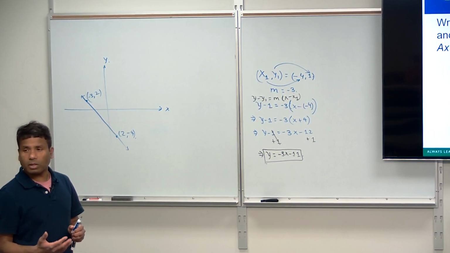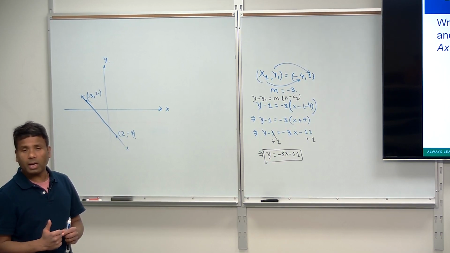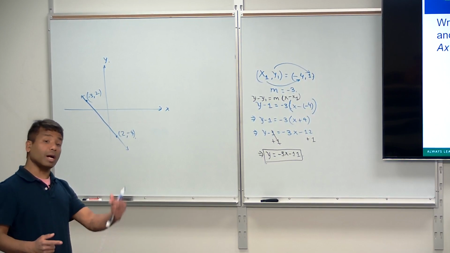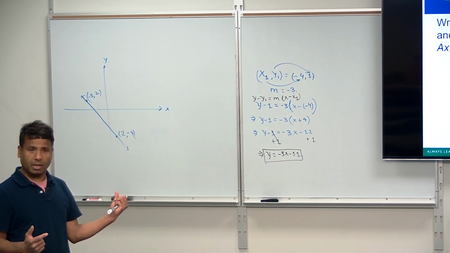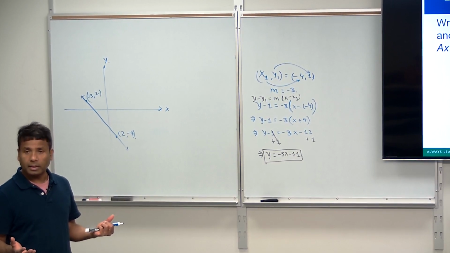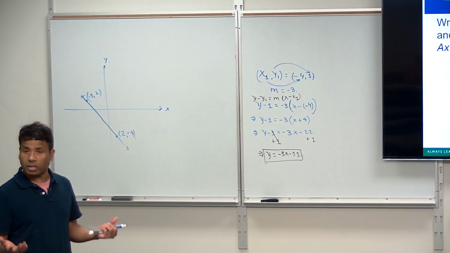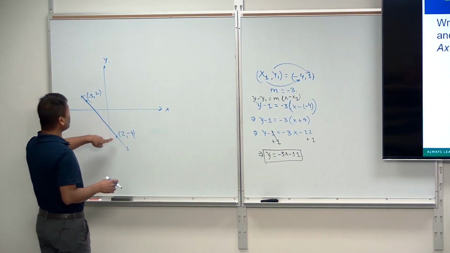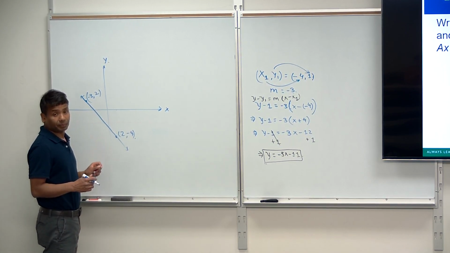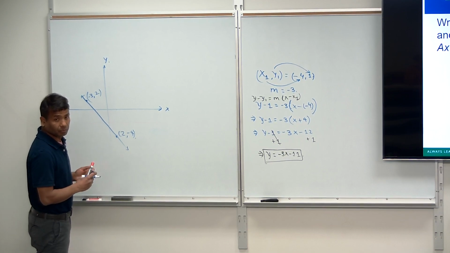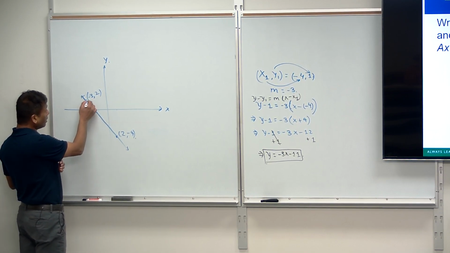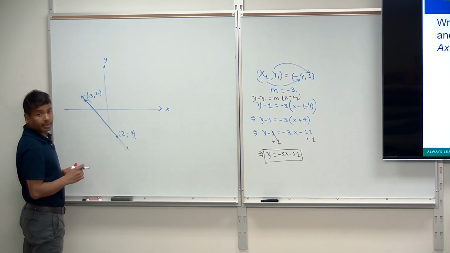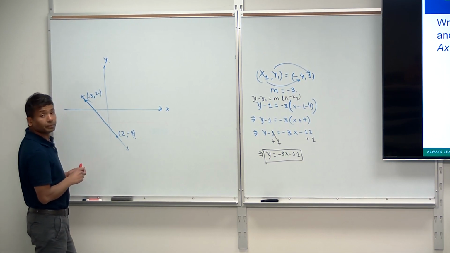So to find the equation of the line, what do you need? You need a slope and one point. You already have a point, right? So if you have a slope, then we can find the equation of the line. Now we have two points, negative 3, 2 and 2, negative 4. So how do you find the slope of this line?